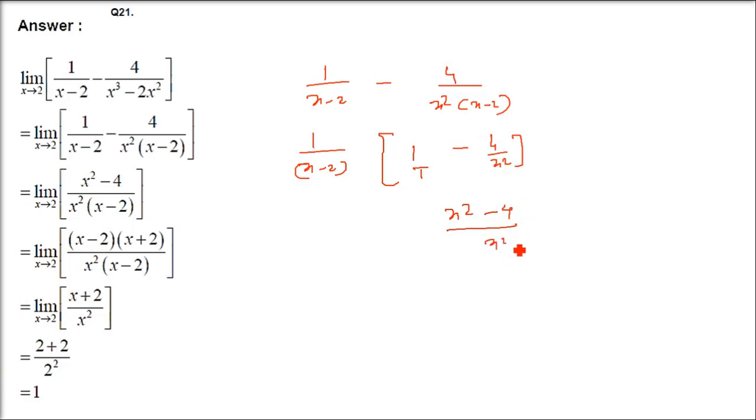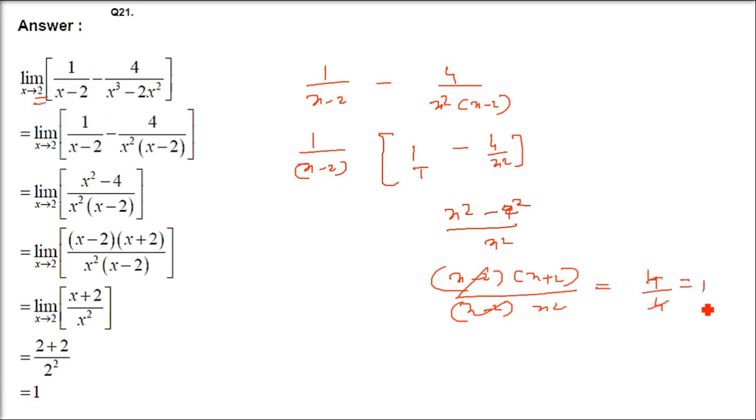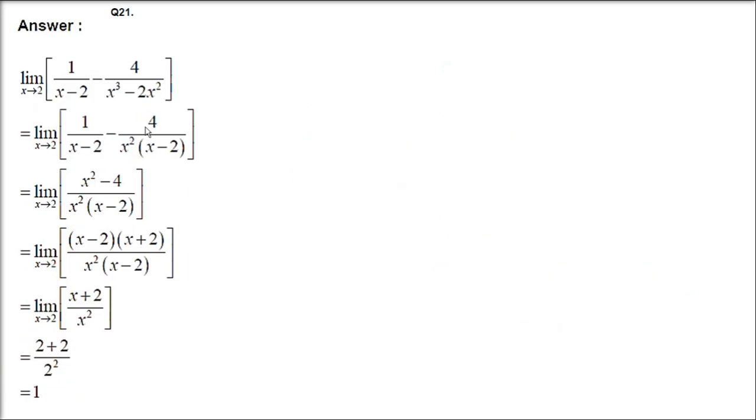So x square minus 4 can be written as x square minus 2 square. So we have 1 by x minus 2, and this x square minus 4 can be written as (x minus 2)(x plus 2), because it is x square minus 2 square. You already have an x minus 2 in the denominator, so just cancel it, leaving x plus 2 by x square. Now you can put the limit x tends to 2. Just apply here, so the 4 gets cancelled. You get 1 as the answer.